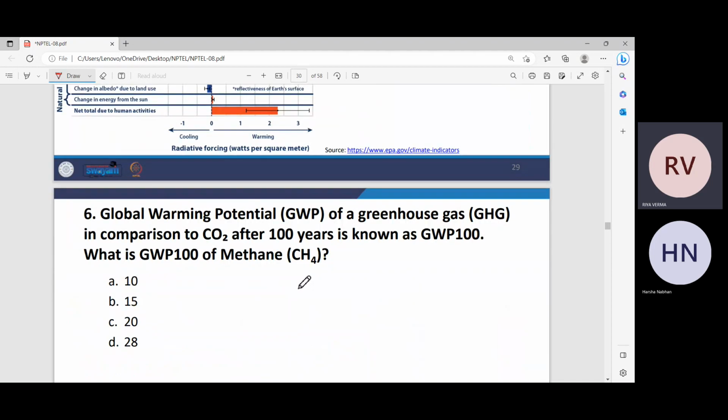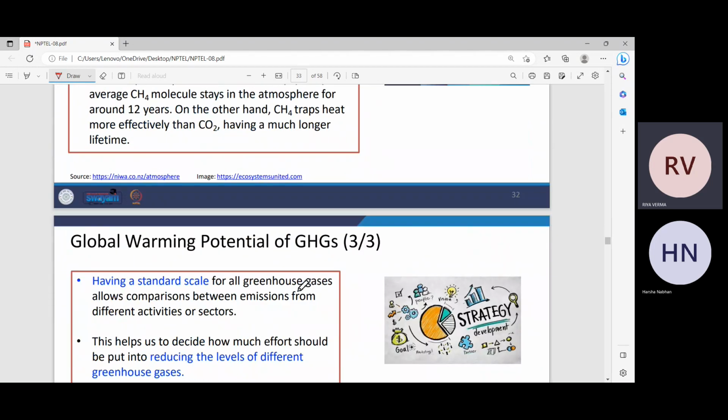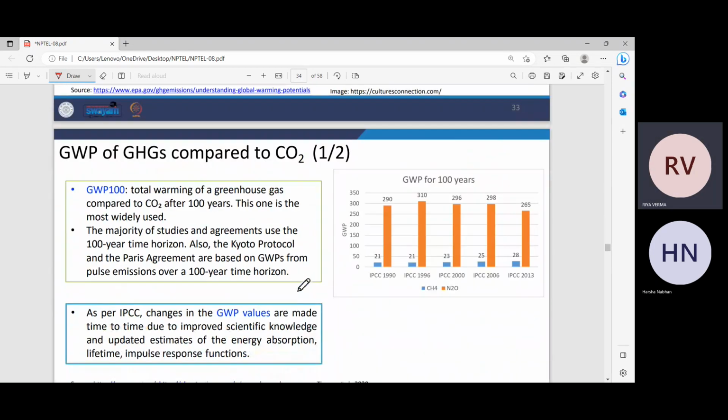Is the GWP 100 of methane? Okay, we'll come into that.